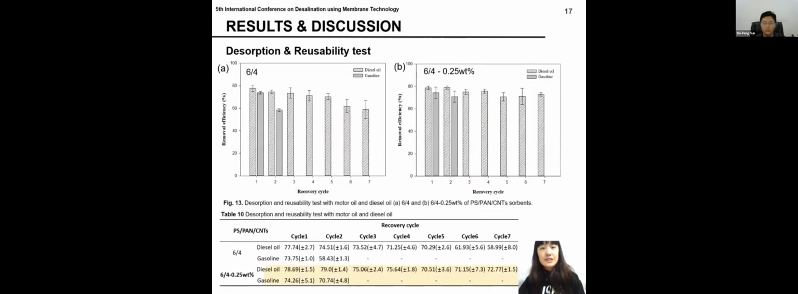Reusability was measured using diesel oil and gasoline, because physical desorption of motor oil, which has high viscosity, was impossible. Sorption and desorption of the sorbent was possible up to 7 cycles for diesel oil and 2 cycles for gasoline. In addition, 6 to 4 PS-PAN shows oil removal efficiency from 78 to 58%, while 6 to 4 with 0.25% of PS-PAN CNT presents oil removal efficiency from 71 to 79% during 7 cycles without any damage to the sorbent. Therefore, 6 to 4 with 0.25% of PS-PAN CNT could be reused with higher oil removal efficiency.